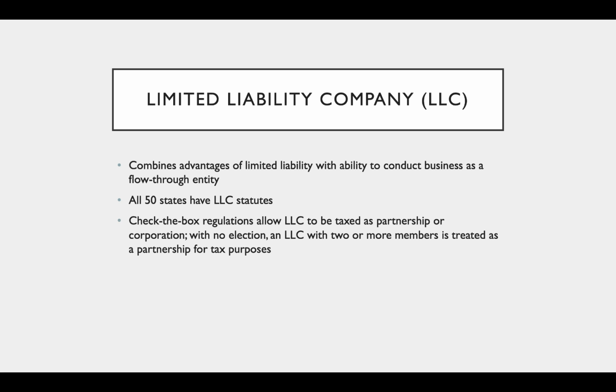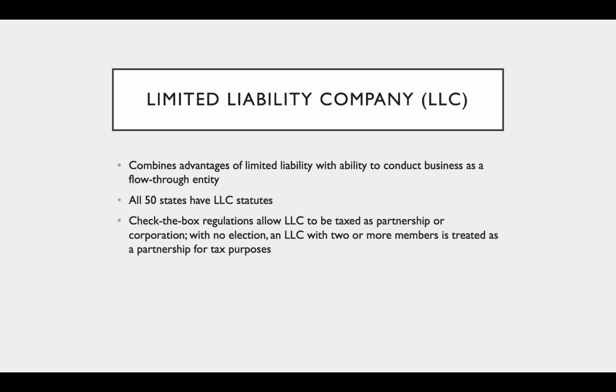And your book covers a lot of different flow-through entities, and I just want to briefly touch on LLCs because they're so popular. They combine the advantages of limited liability with the ability to conduct business as a flow-through entity, and now all 50 states have LLC statutes. It wasn't always like that. This is fairly recent, but now all 50 states have them. They have check the box regulations, which we've covered before. They allow the LLC to be taxed as a partnership or a corporation.